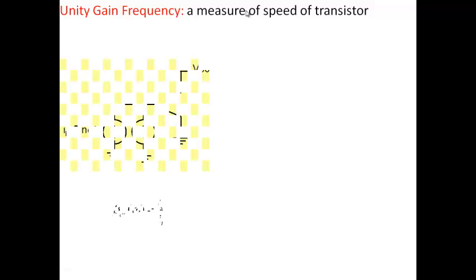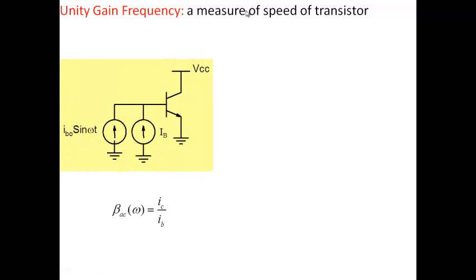All right. Last point before we leave today, very quickly, is how fast is your transistor? And we use a parameter called unity gain frequency here. Let me tell you what this parameter is.